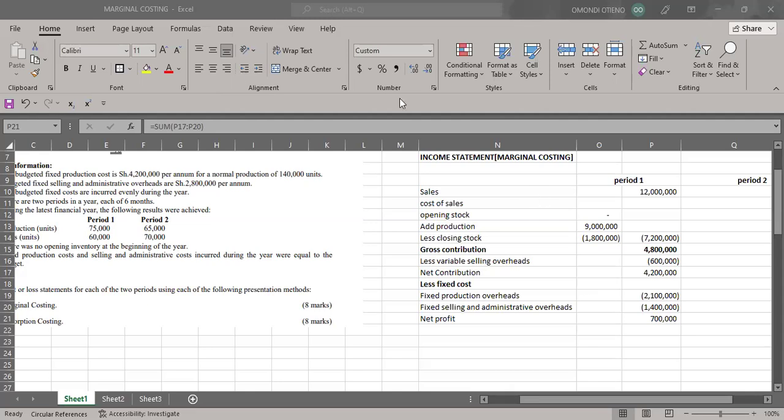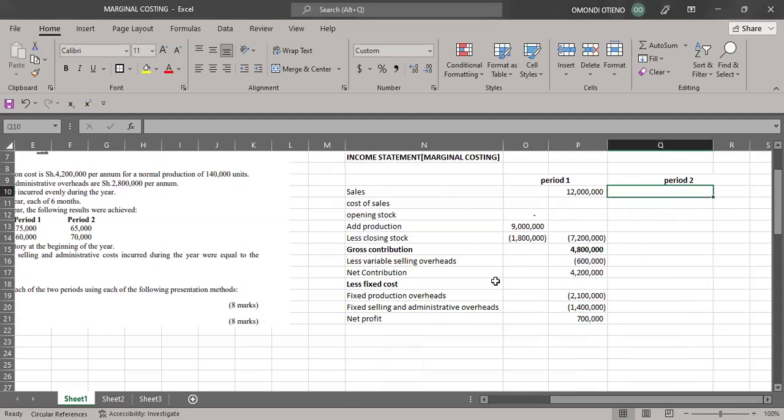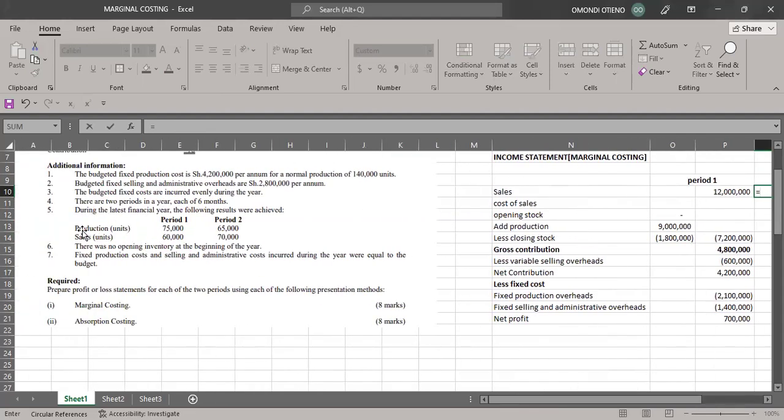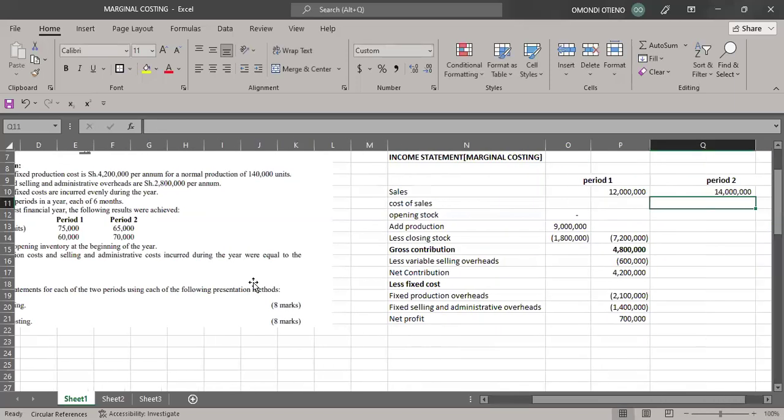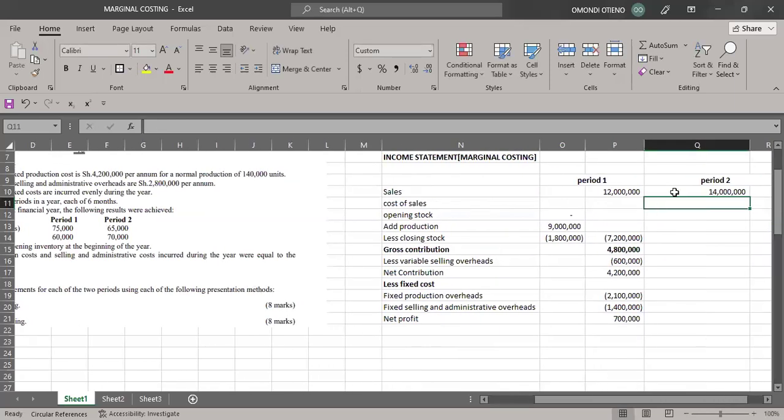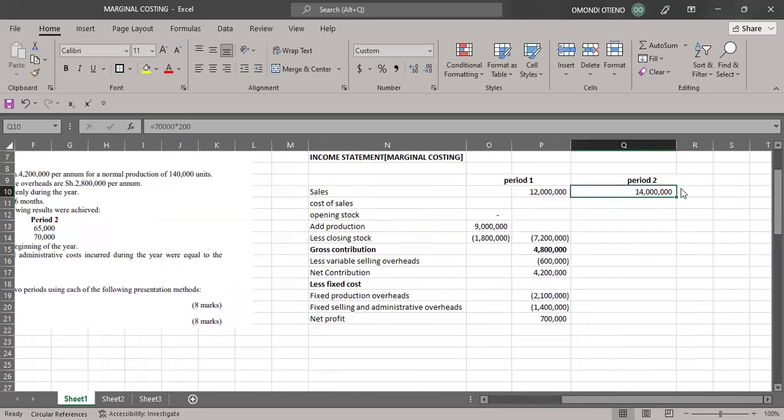Great. Good. So the next thing we need to do is to go to period 2. Let's move to period 2. Under period 2, we are talking about sales. How many units were sold? Sales for period 2, we have 70,000. We multiply by selling price per unit, which is 200. That will give us 14 million, right?